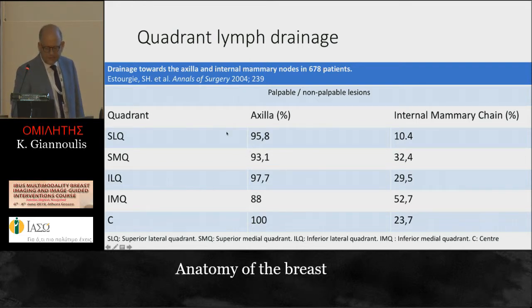There have been extensive studies on patients with breast cancer that have confirmed what is now common knowledge, that lymph from all quadrants, from all parts of the breast, drains mainly to the axilla. The part of the breast where there is considerable drainage to the internal mammary group is the inferior medial quadrant.